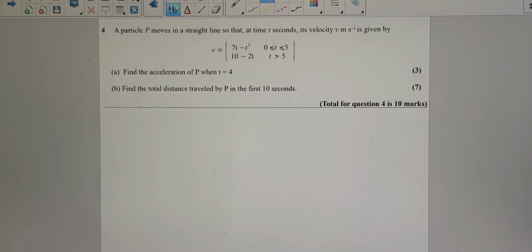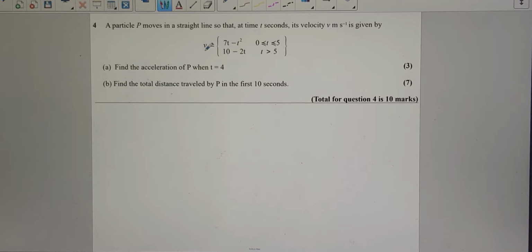Okay, a particle P moves in a straight line so that at time t seconds, its velocity v is given by 7t minus t squared. This is how we're going to model the velocity between the times of t greater than or equal to 0 and less than or equal to 5. So for the first 5 seconds, this is how we'll look at it. And then for any value where t is greater than 5, I use this one. So basically, there are two different models, and I'm going to have to split this into two separate parts when I look at part B, and I'll explain that in more detail in a second.